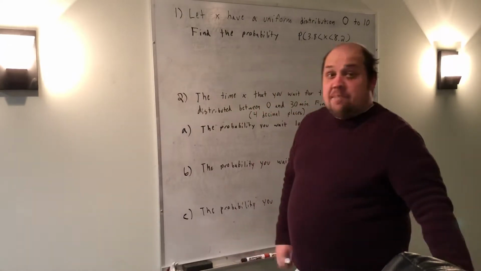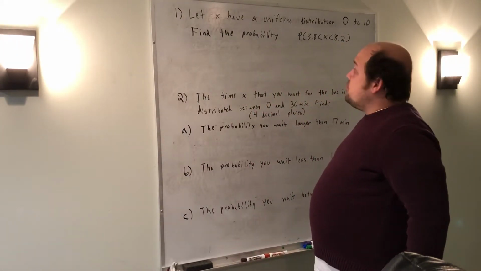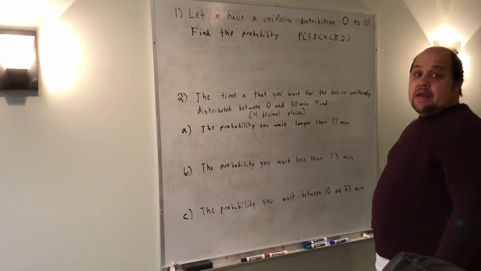Now beginning sample test 3. First question says, let x have a uniform distribution 0 to 10. Find the probability that x is between 3.8 and 8.2.